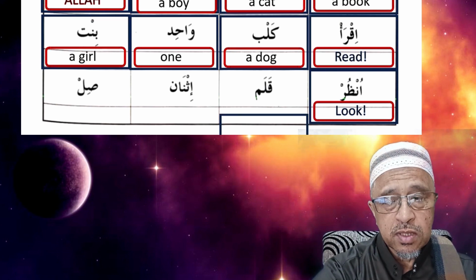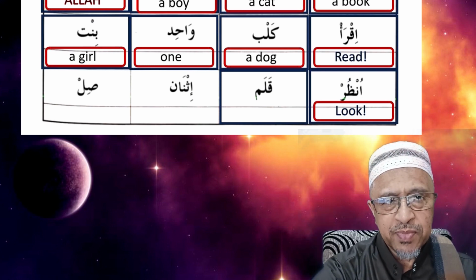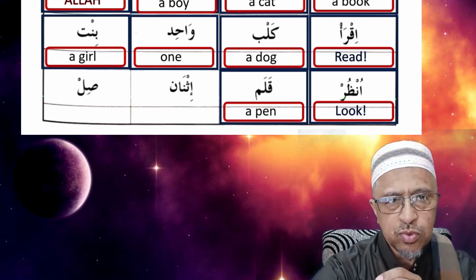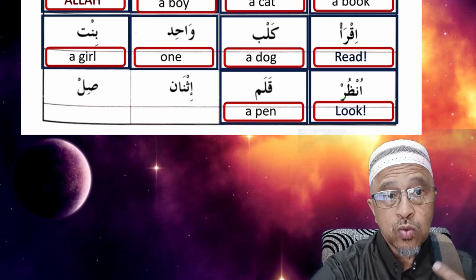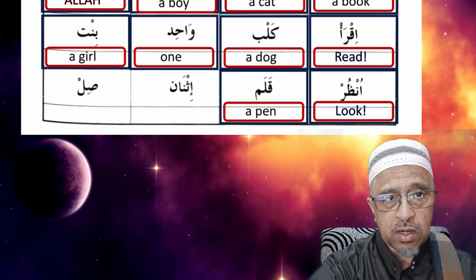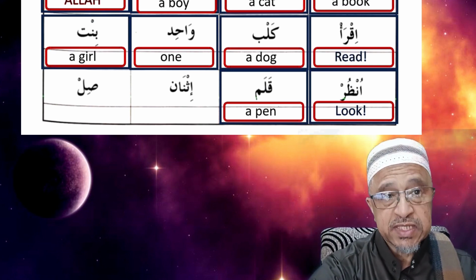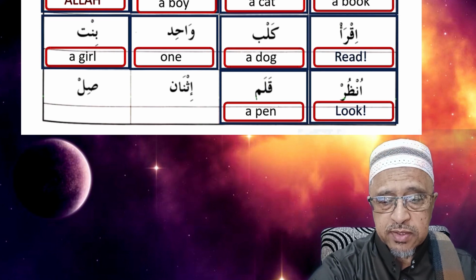Next word. What's that word? Qalam. Qalam is what? Correct. A pen. You can say aktubu bil qalam, or uktub bil qalam. Uktub bil qalam, write with the pen. If I say aktubu bil qalam, it means I am writing with a pen. But we'll come back to that.